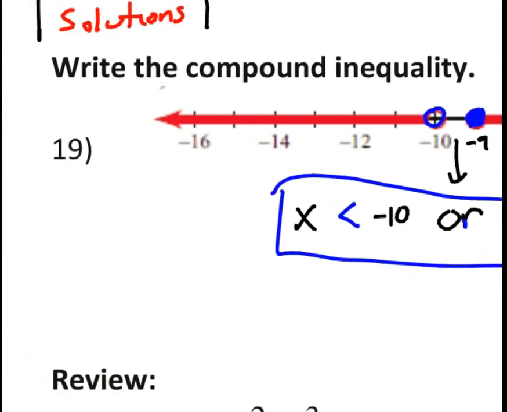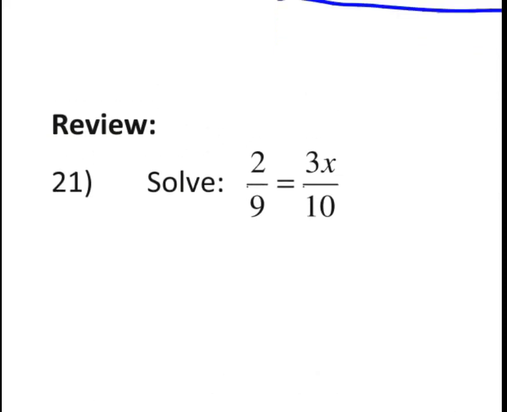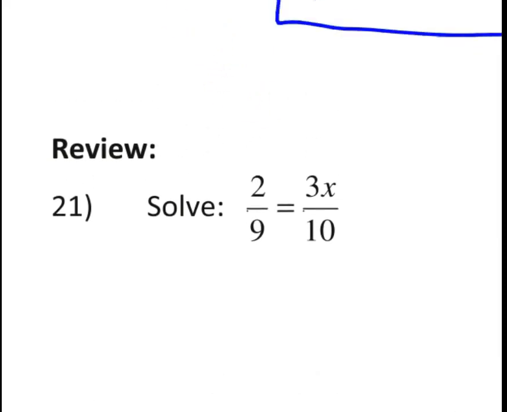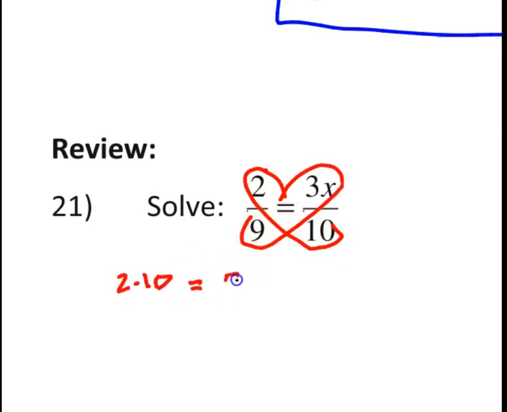Now we just have a few review things down here with proportions. Okay. So we want to make sure we don't forget the old stuff. So remember, if you have a fraction equal to a fraction, you can always just cross multiply all of these. Okay, so we have 2 times 10, which equals 9 times 3x.